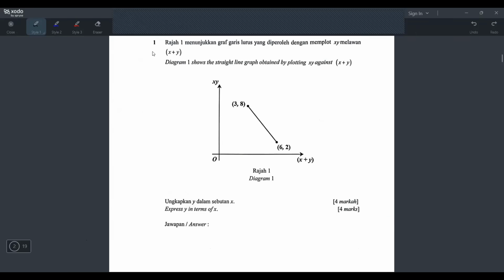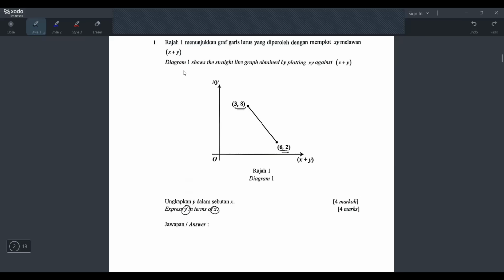Okay, let's start anyway. Number 1, diagram 1 shows the straight line graph obtained by plotting xy against x plus y. This is definitely linear law. So the y-axis is xy, the x-axis is x plus y, and they provide me 2 points here, right? So we can find the gradient actually, but let's see what they want. Express small y in terms of small x. So this is small letter, right? So how do we do this?